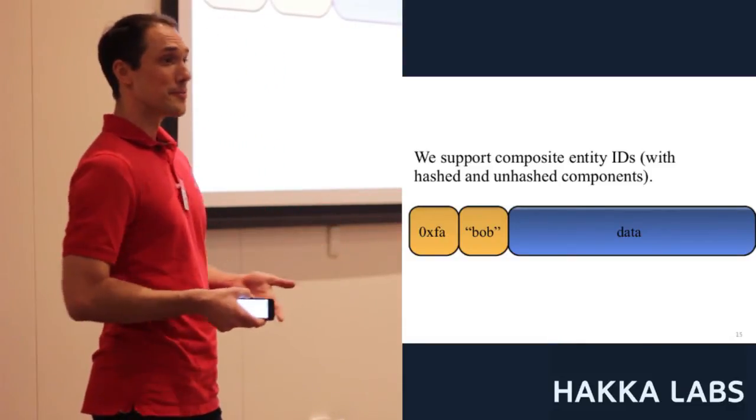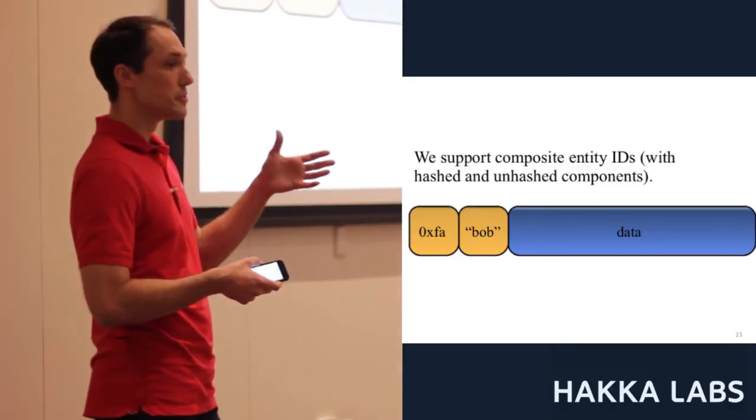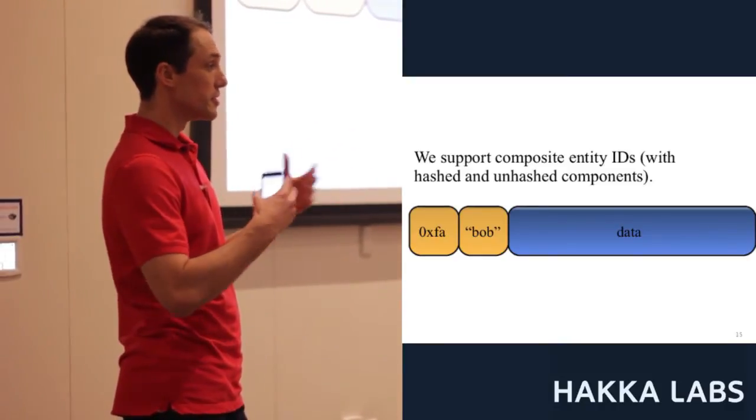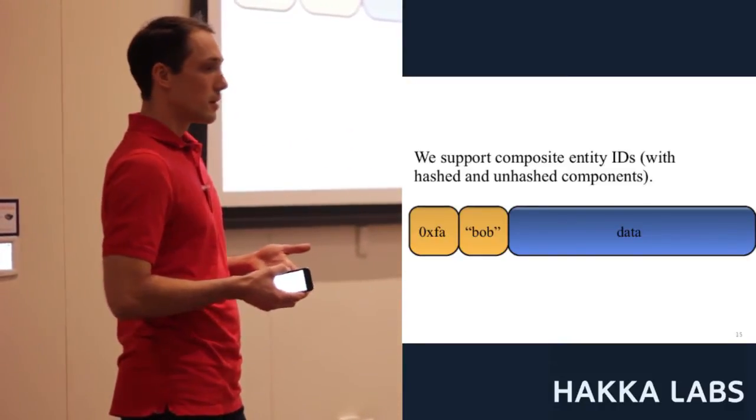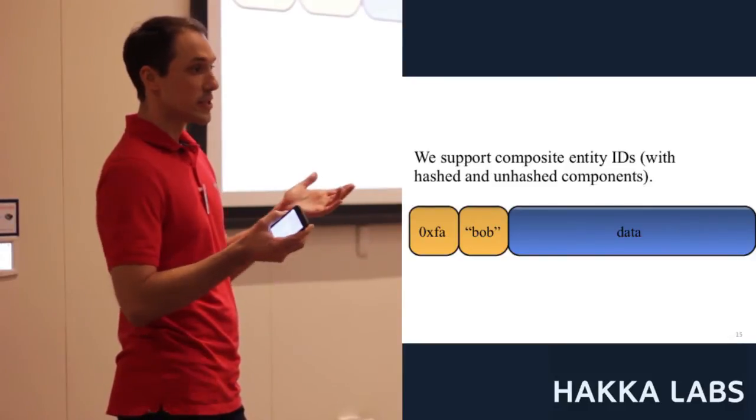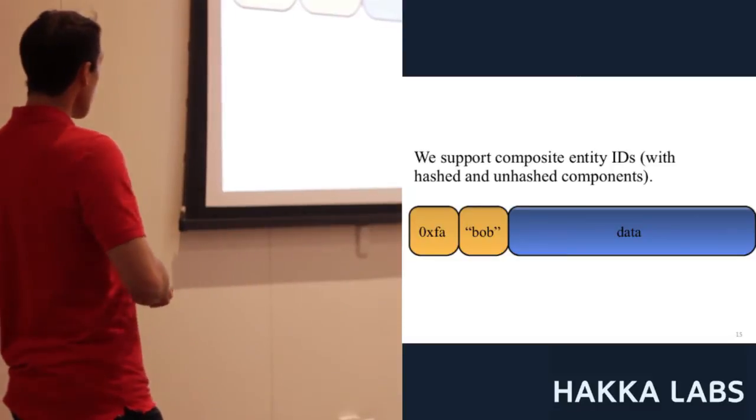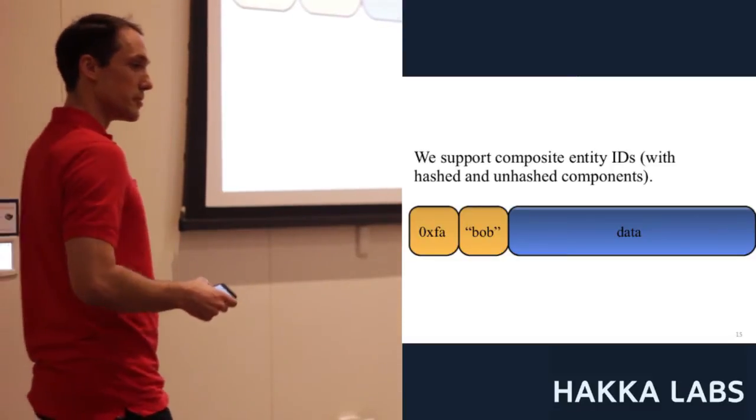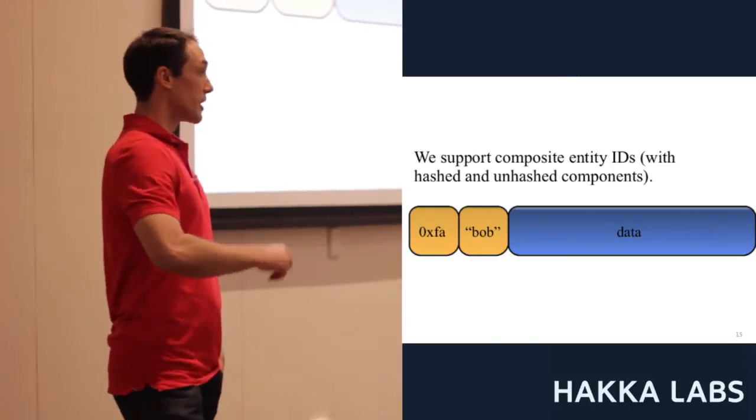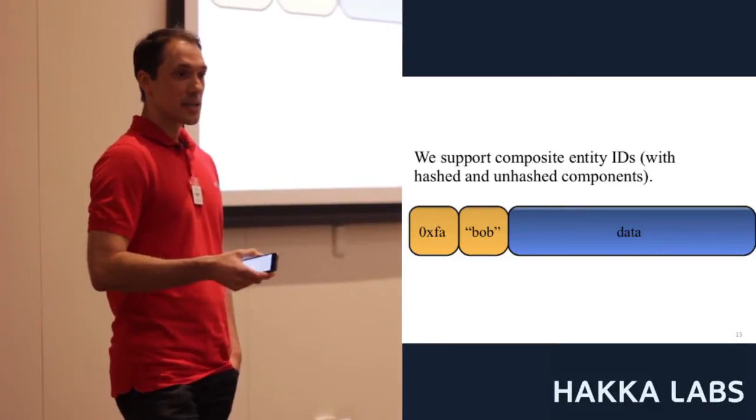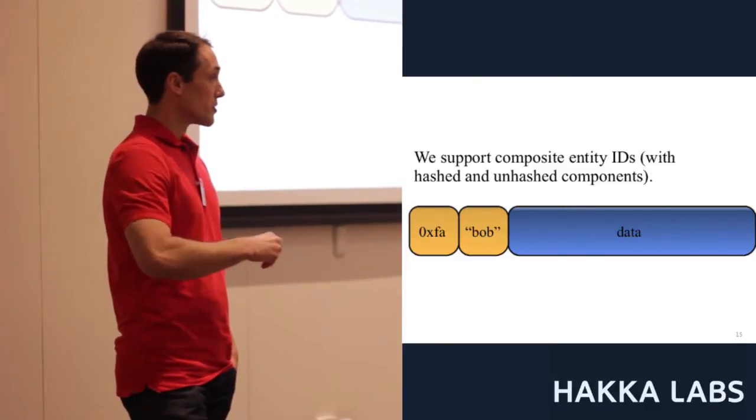Again, as Patrick was explaining before, the hashed components you can use to make sure that you distribute data evenly among all the nodes in your Cassandra cluster, or the regions in your HBase installation. And the unhashed components you can use to enforce some kind of ordering in the rows in your database in case you need to do some scans over a certain range of data.